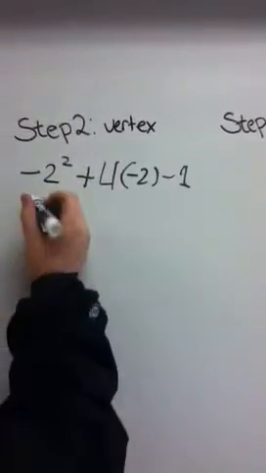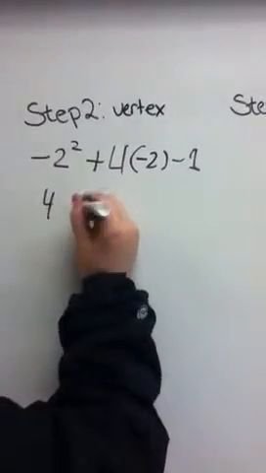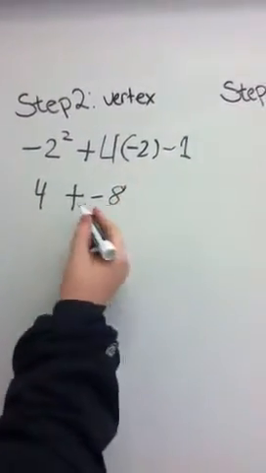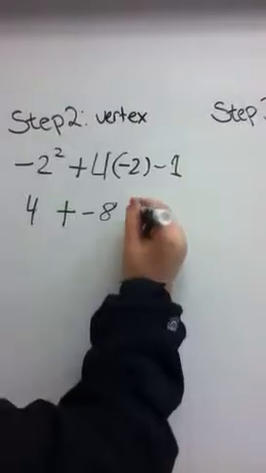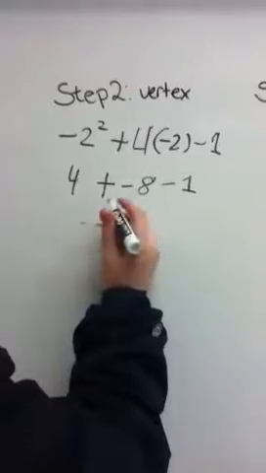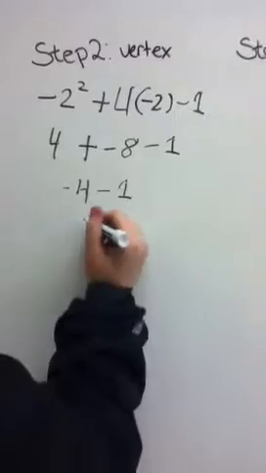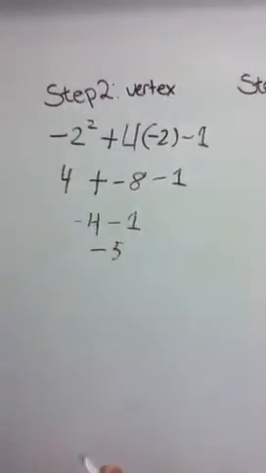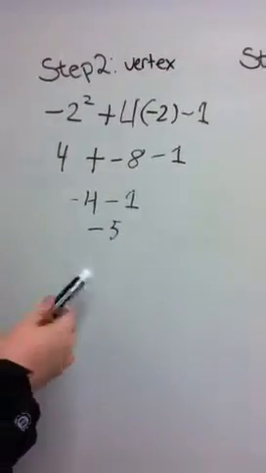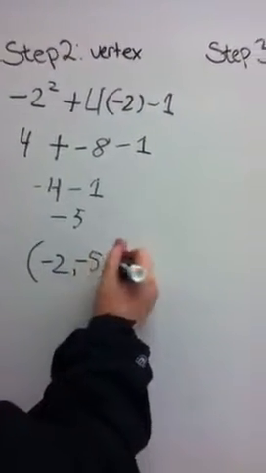The square up here, that would make negative times a negative positive, positive 4, plus 4 times negative 2, negative 8. Or you could just put minus 8, whichever you really prefer. And then minus 1. Just sort of break it down a little bit. You got negative 4 minus 1. And then that leaves you with negative 5. And then what you have to do now, for later, is put negative 2 and negative 5 together in parentheses, negative 2, negative 5.